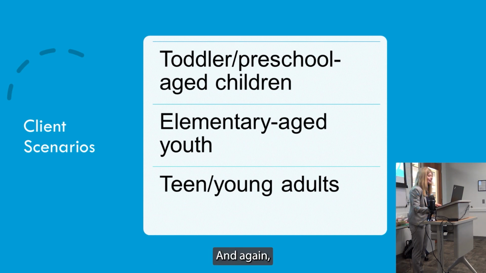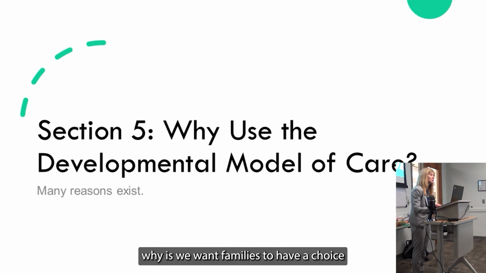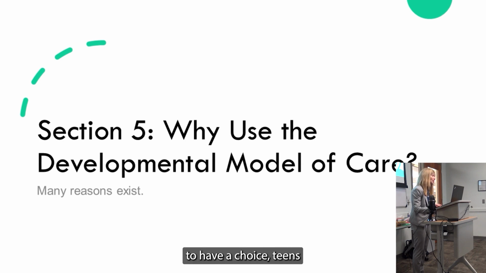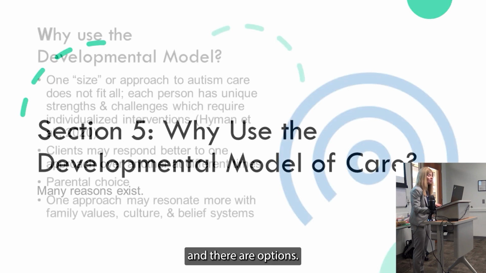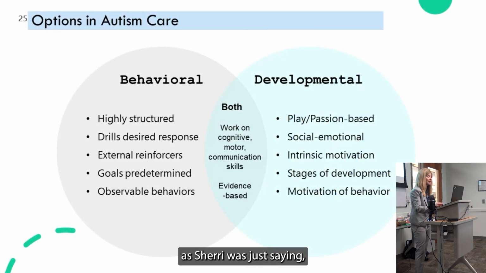And I want to make sure you get a chance to get to the keynote, but you might say why? Well, the reason is we want families to have a choice, and children and teens to have a choice in their care. And there are options in autism care. As Sherry was just saying, there's the behavioral approach and there's the developmental approach, which are both covered by New Jersey Family Care now, as well as some insurances.